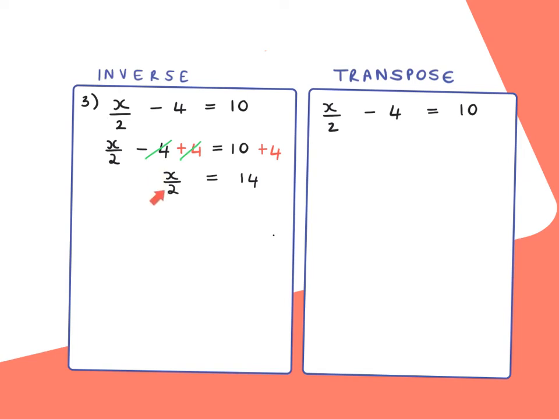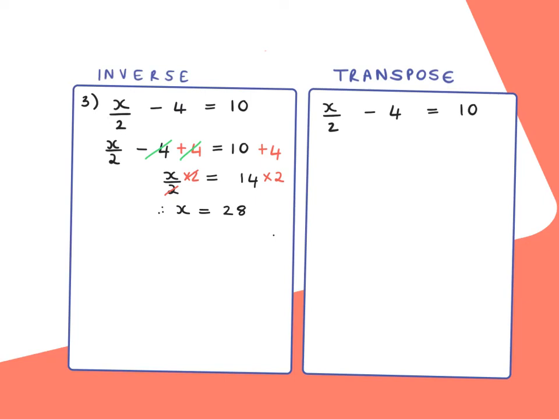Since x is divided by 2, I want to do the opposite operation to get rid of it. So I'm going to multiply the left-hand side by 2, because look what happens. Those 2s cancel each other out. But if I multiply the left-hand side by 2, I must also multiply the right-hand side by 2. So therefore, I get an answer of x is equal to 28.